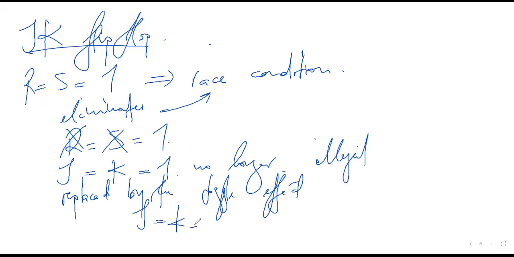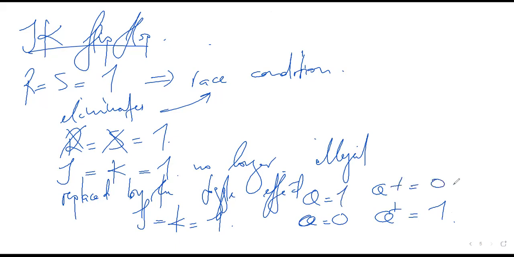Now when J equals K equals 1, if my Q is equal to 0, my Q next will be equal to 1. It toggles, it flips. If my Q is equal to 1, my Q next will be equal to 0. So the JK flip-flop is a modified RS flip-flop with feedback which eliminates the race condition, the illegal condition we had. Now it eliminates and replaces that with the toggle.